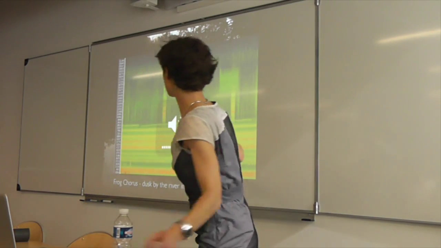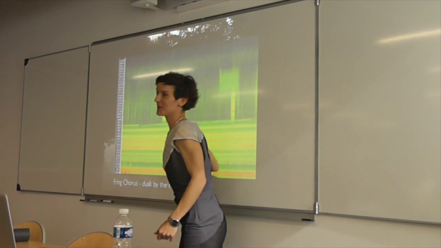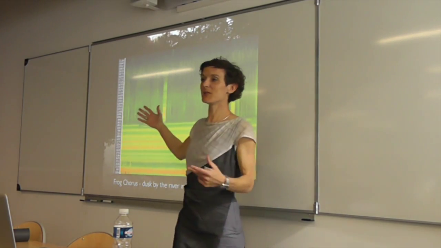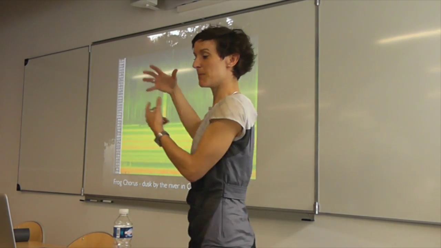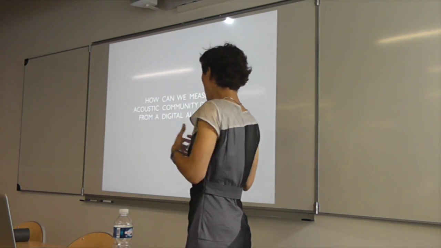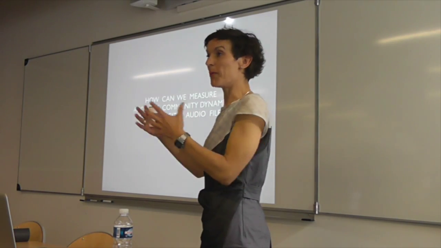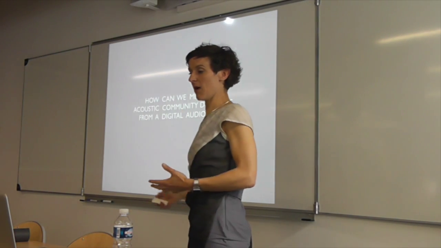This is the frog chorus down in the Amazon basin, and actually, we get these incredibly clear bands. But it's not always this way, right? Especially with the birds, we get much, much more complex patterns. So how can we begin to measure the dynamics of the acoustic community from a digital sound file? This is our problem, right?